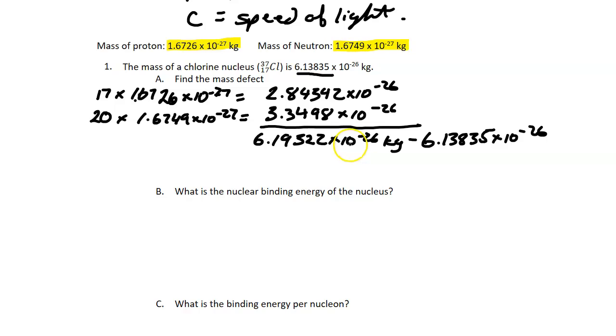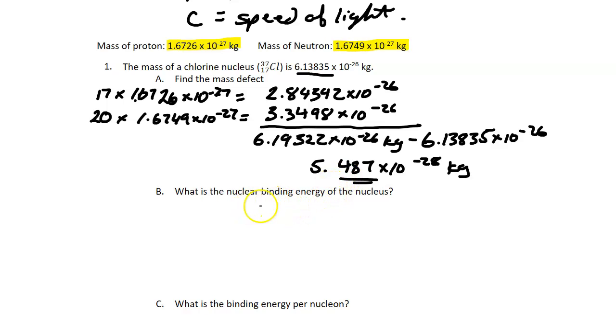And it's that difference between the sum of the parts minus the total that gets you that mass defect. In this case, 5.487 times 10 to the negative 28 kilograms. And that is your mass defect.